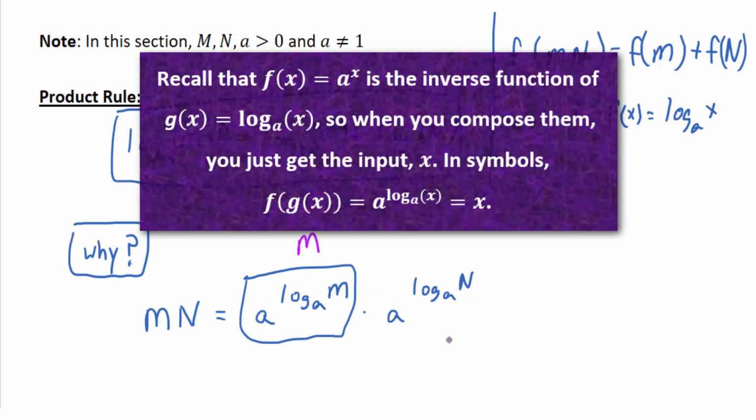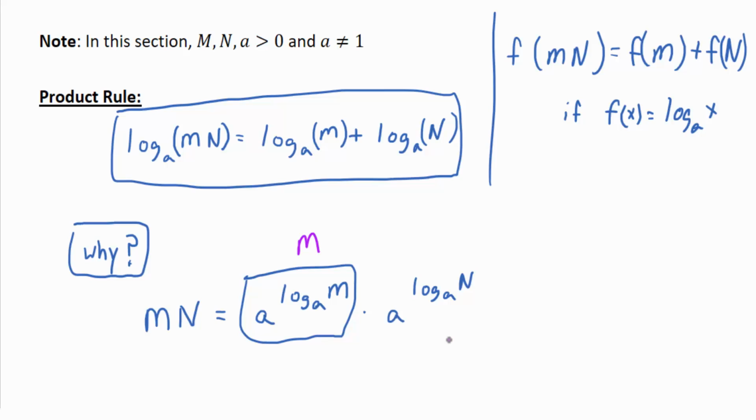Because you're just composing inverse functions. a to the log base a of m, they undo each other. It's just m. a to the log base a of n, you're composing inverse functions. It's just n. The a to the x and the log base a, because a to the x is the exponential function, they undo each other. So you say, well, why would you write it in a more complicated way? Well, what are you doing on the right side? What are you multiplying?